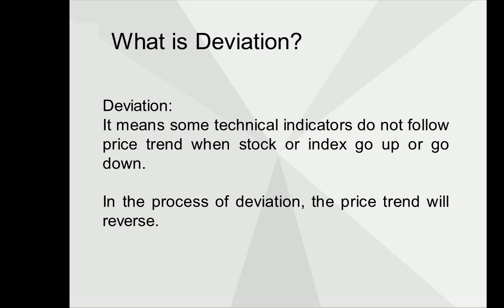Deviation means some technical indicators do not follow the price trend when the stock or index goes up or down. Maybe you see the technical indicator go up, but the share goes down, this is deviation. Or the indicator goes down, the share price goes up, this is deviation. In the process of deviation, the price trend will reverse, okay? So this is the deviation.